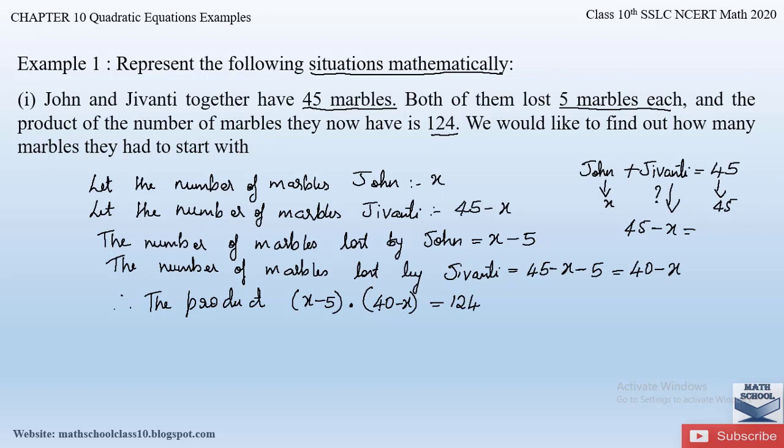So let us open the brackets and multiply. Let us first multiply the x term with 40 minus x. So x into 40 minus x. Now we will take minus 5, into 40 minus x, is equal to 124. So x into 40 will be 40x. Plus into minus will be minus x square, since x into x is x square.